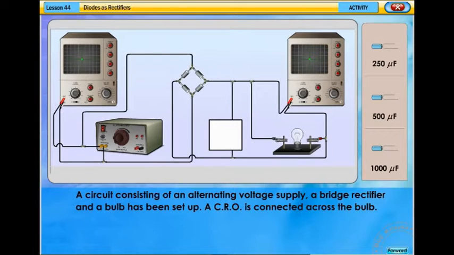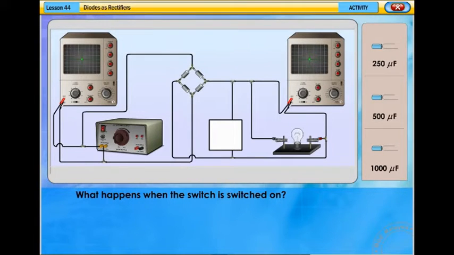A circuit consisting of an alternating voltage supply, a bridge rectifier, and a bulb has been set up. A CRO is connected across the bulb. What happens when the switch is switched on? A rectified full wave is displayed on the screen.